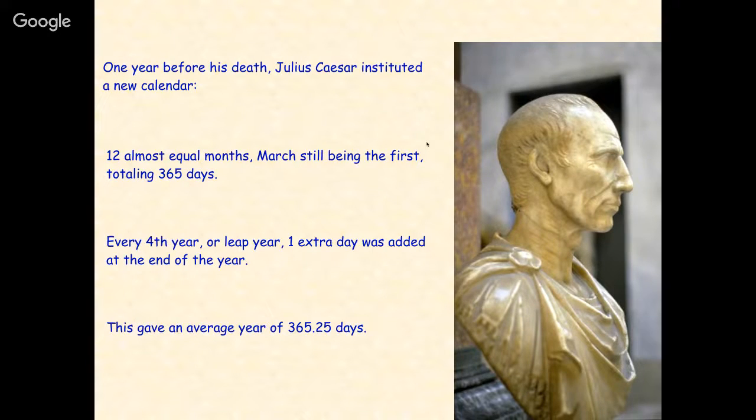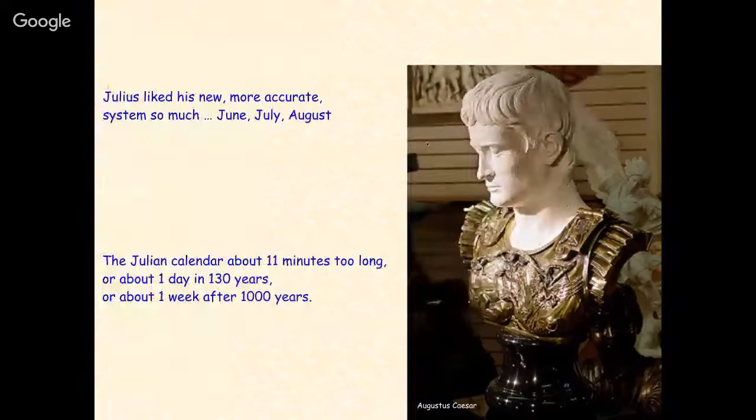But then he adds an innovation. He adds something new to it. What he says is that every 4th year, or leap year, 1 extra day was going to be added at the end of the year. So that would be their December. And so this gave an average year of 365.25 days, which is a little bit better. You didn't have to insert days at random. It was very scripted now.